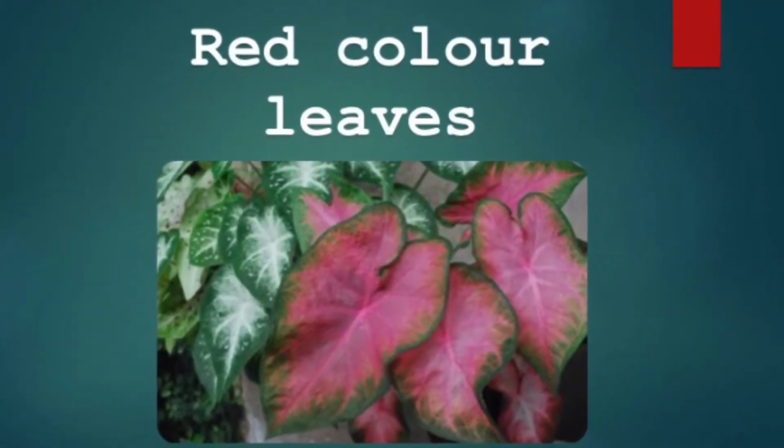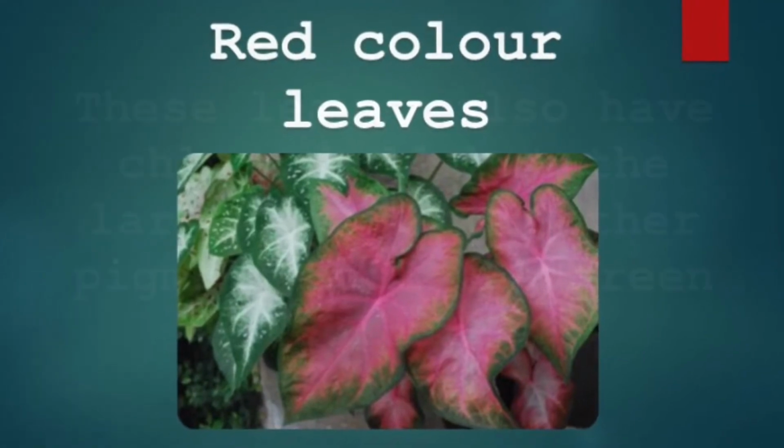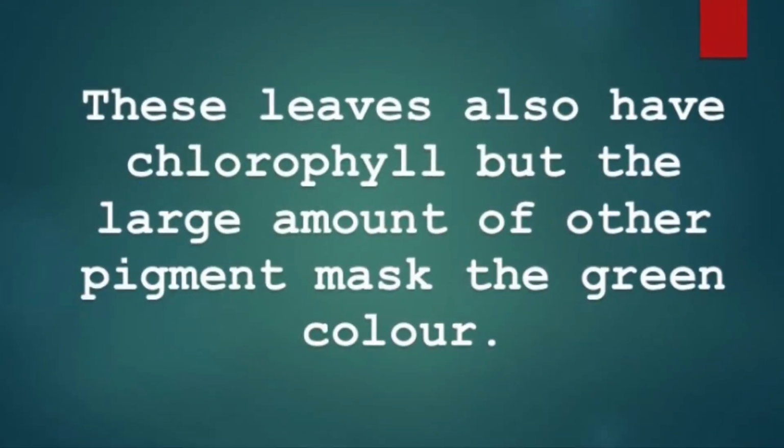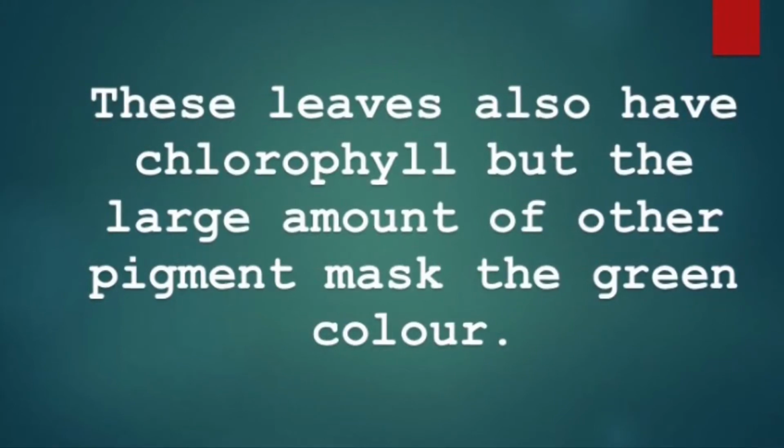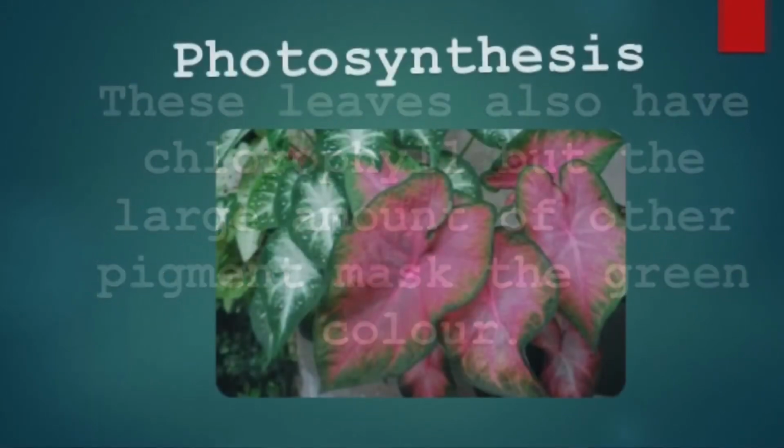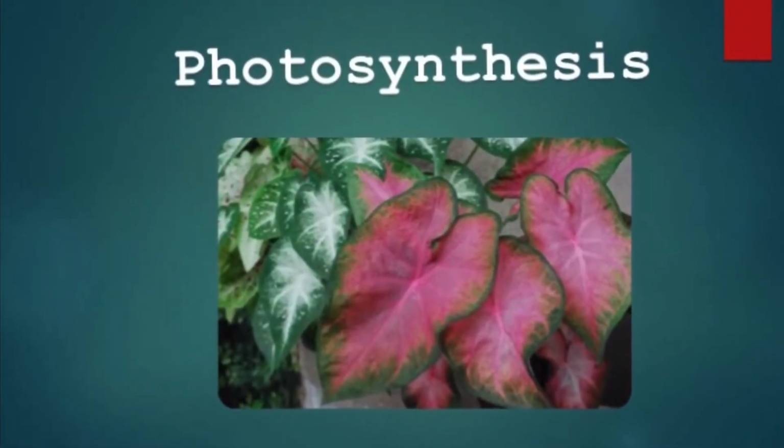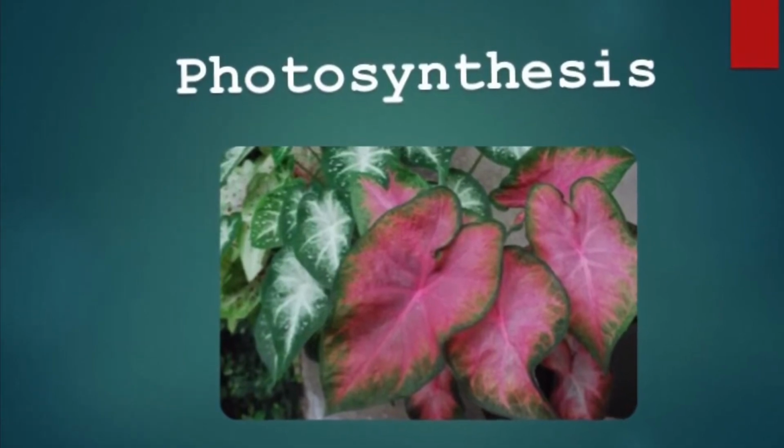We all have seen leaves of colors other than green. They also have chlorophyll, but a large amount of red, brown and other pigments mask the green color. Therefore, photosynthesis takes place in these leaves also.